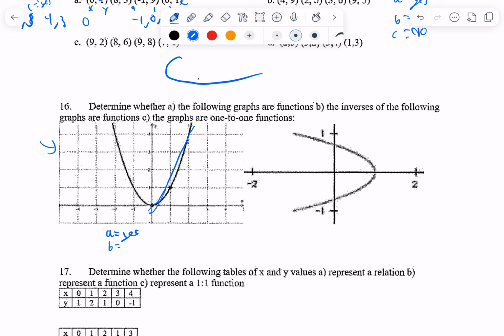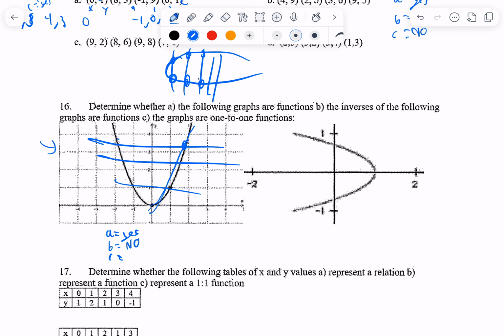So it'd be like this, which isn't a function because when doing the vertical line test, you see how it has two points on the line. It is not a function, so no. And then C is no because on the normal graph, when you do the horizontal line test, it touches the line in more than one place.